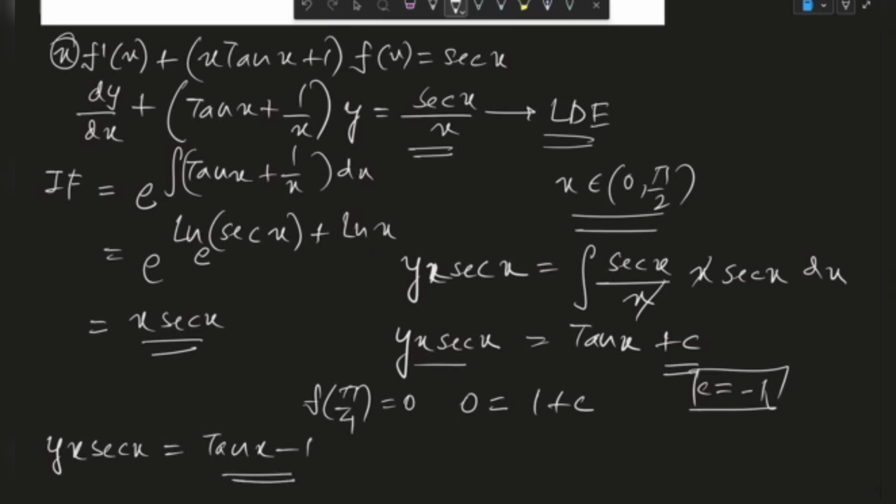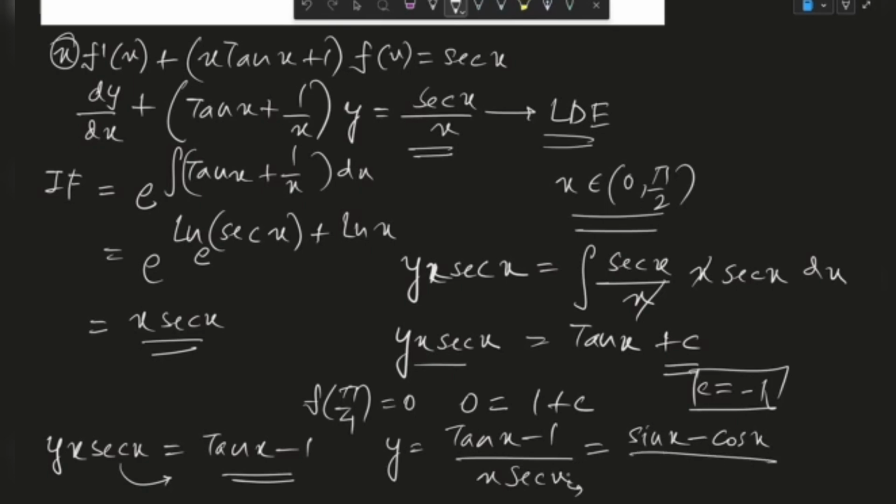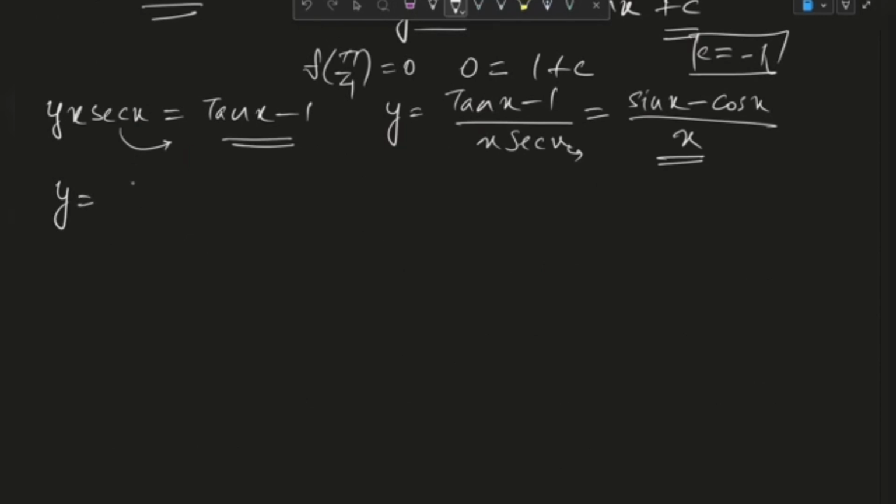We are not done yet, we have to now observe the options. So what I will do is I will take this to the RHS. So y equal to tan x minus 1 divided by x secant x. Now if we break this into 1 by cos x and this as sin x by cos x, so basically our numerator becomes sin x minus cos x, and 1 cos x from here will go up and this cos from here will come down, so they will get cancelled. Finally we are left with this. So basically our final equation comes out to be y equal to sin x minus cos x by x.